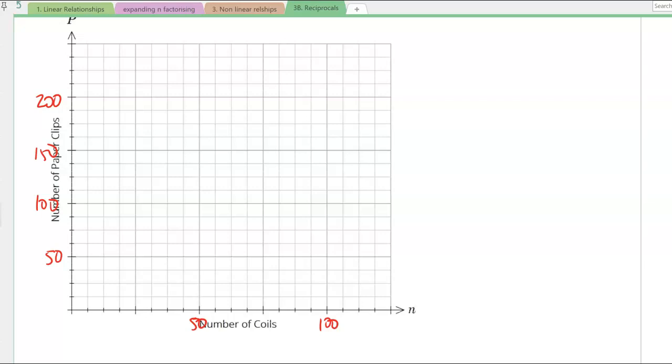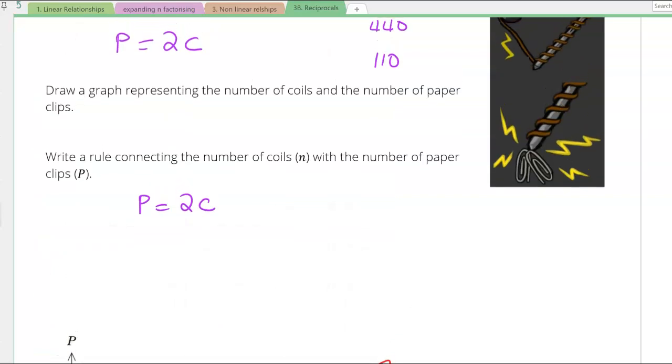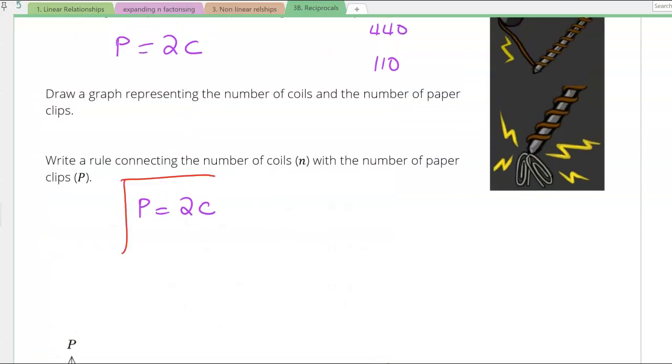So if I've got 50 coils, I should pick up 100 paper clips. And if I've got 100 coils, I should pick up 200 paper clips. And again, you've got that straight line relationship. Technically I'm not drawing all the dots, because I plotted just a minimal number of points, otherwise it gets quite tedious. But it's that connection there. It's recognizing that you have a linear relationship that's really important.